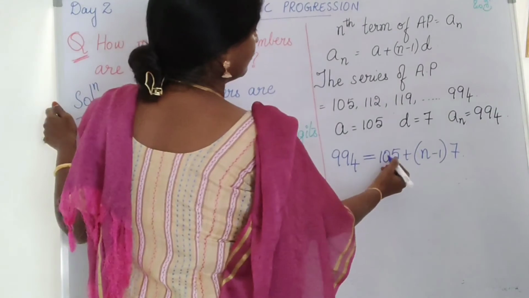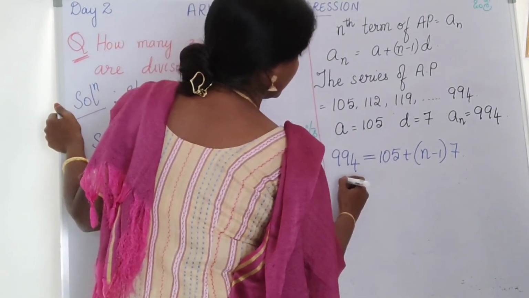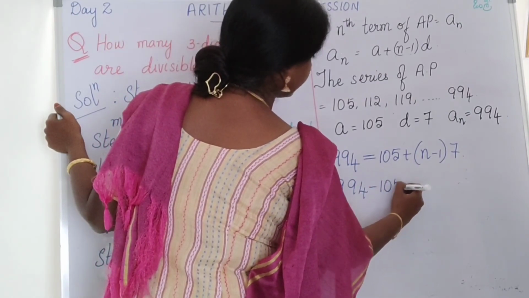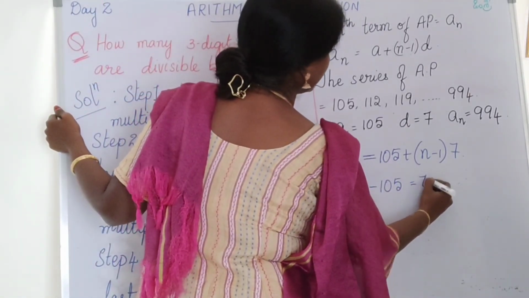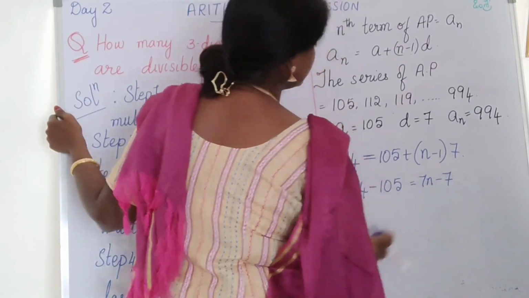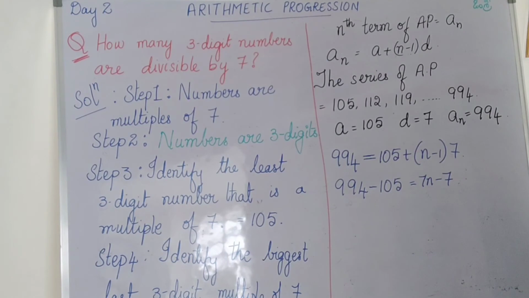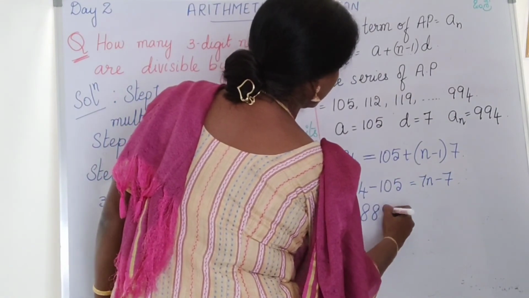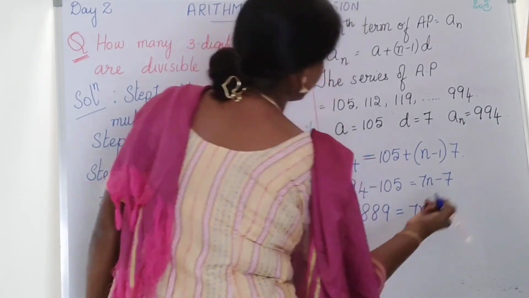So here 105, when it is transposed from RHS to LHS, becomes minus 105, which is equal to 7 into n, 7n minus 7. So here when you are subtracting the numbers, what is the answer that you get? 889. So 889 is equal to 7n minus 7.